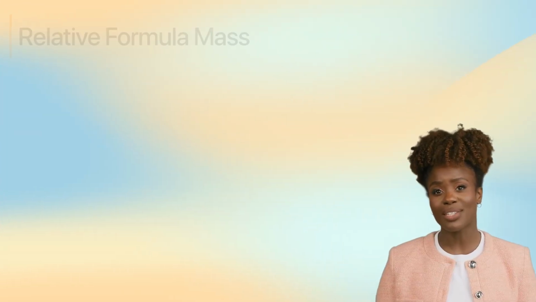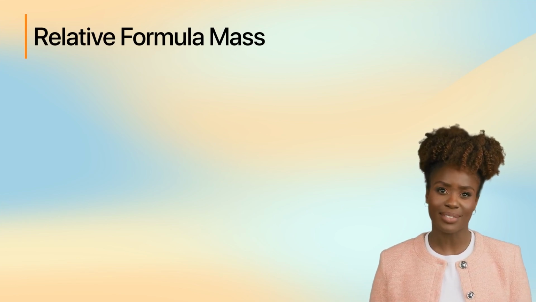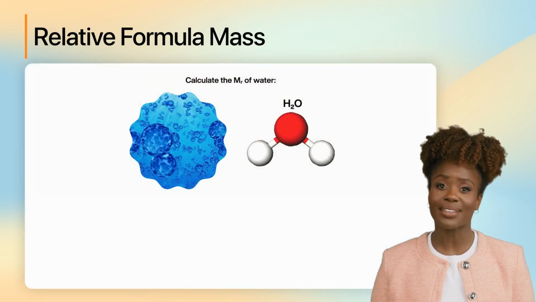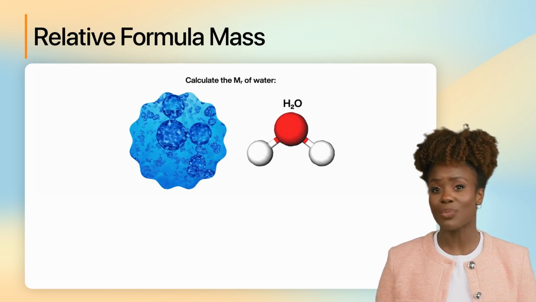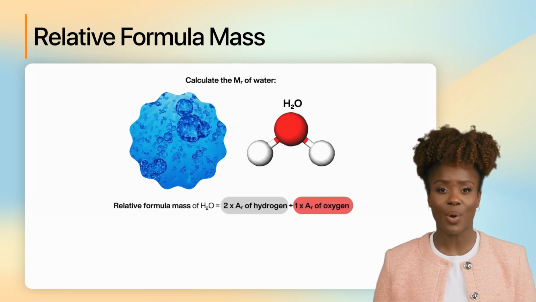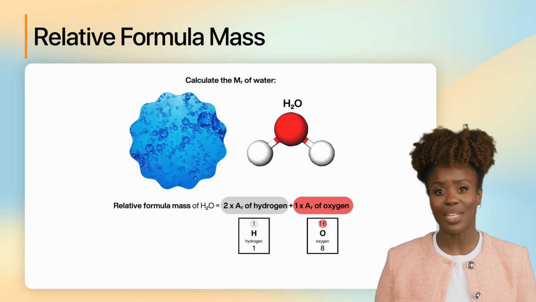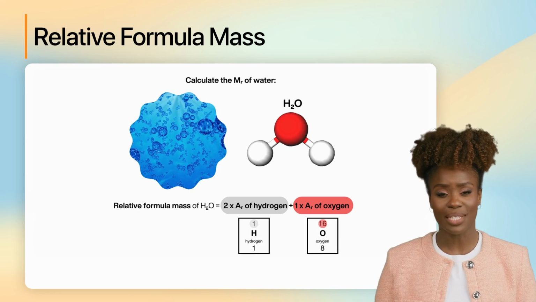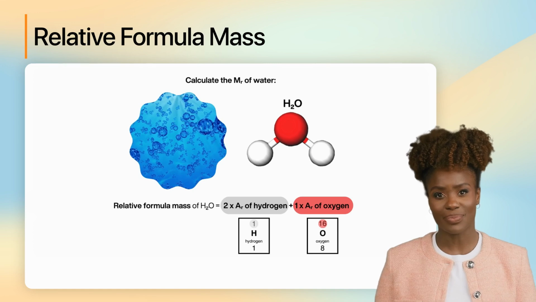To calculate the relative formula mass of a molecule, we need to follow a series of steps. For example, let's calculate the MR of water. First, we must determine the chemical formula of the compound. The chemical formula of water is H2O. Now we need to find the relative masses of each element in the molecule from the periodic table. These are usually listed above the element symbol.